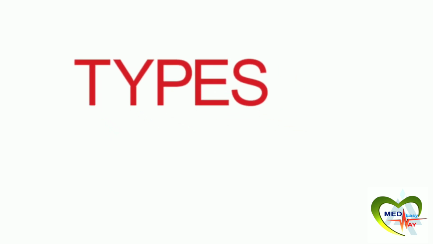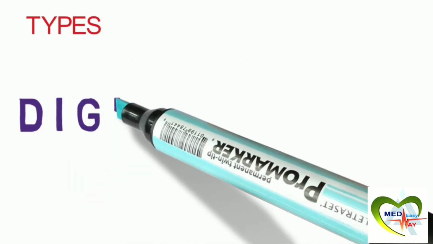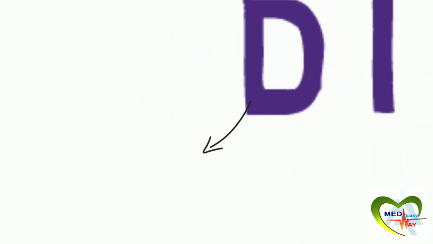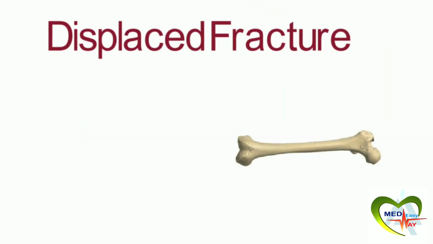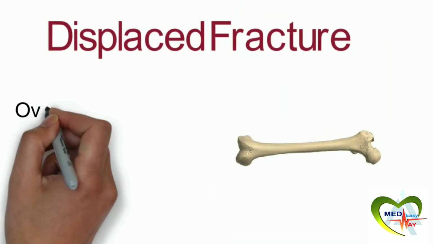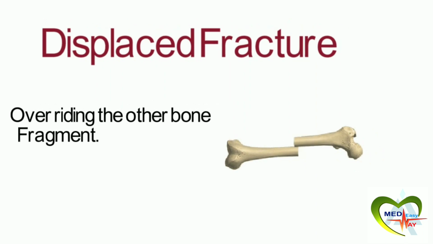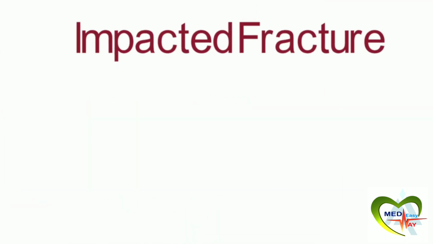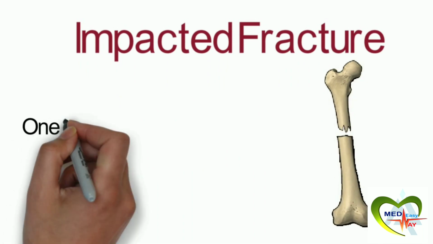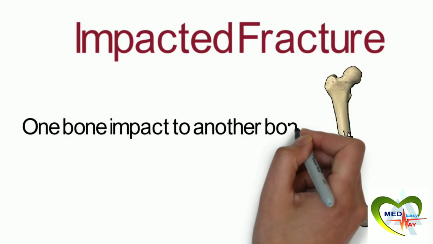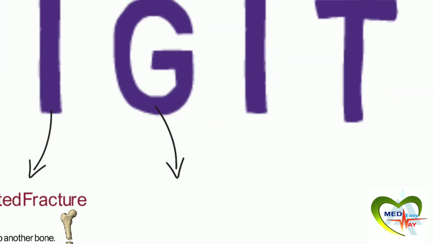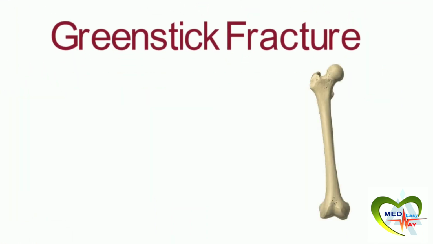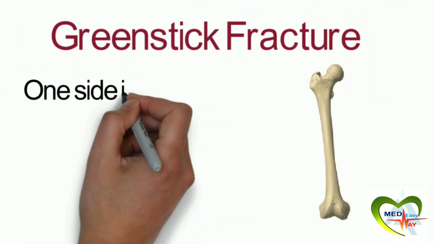Types. Here is a keyword for fracture types, that is DIGITALSCOPE. D is for displaced fracture. It involves a displaced fracture fragment that is overriding the other bone fragments. Next, I is for impacted fracture. It is a comminuted fracture in which one bone is impacted into another. Next, G is for greenstick fracture. It is an incomplete fracture in which one side is broken and the other side is bent.